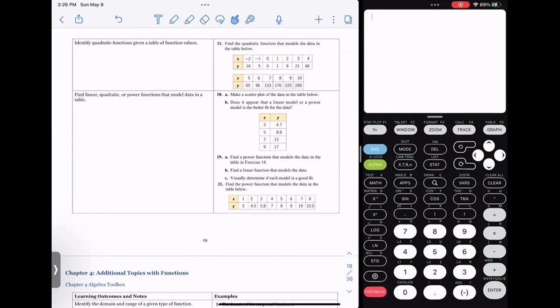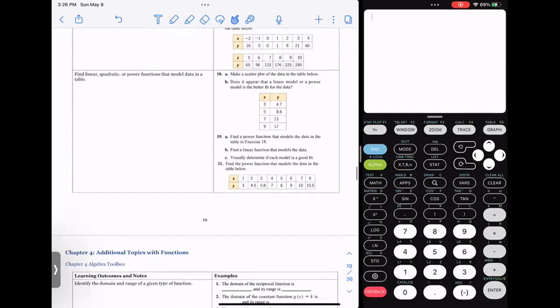Define the power function. Want me to do 21? Sure, okay. I'm going to clear my L1. I want to clear my L1. I want to clear my L2. Okay. Now L1 is my X, L2 is my Y.